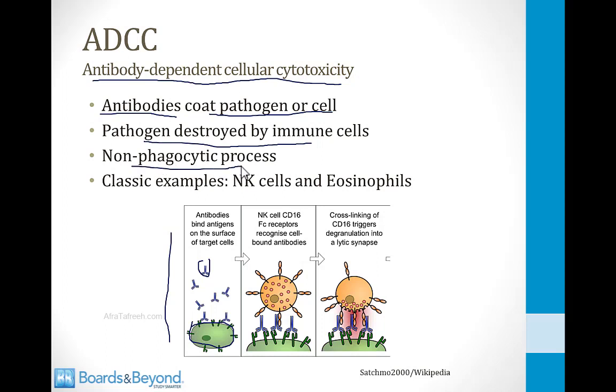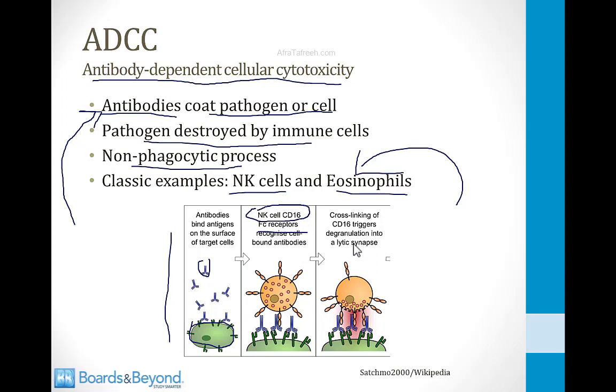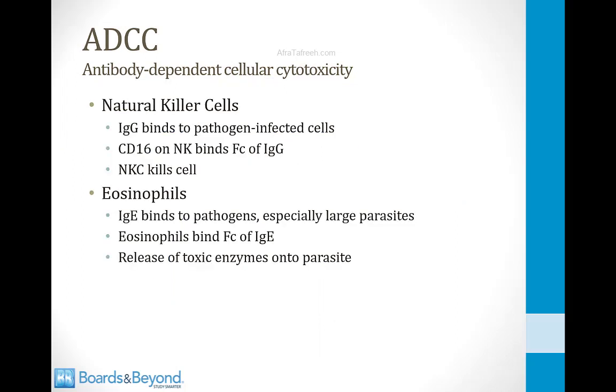The classic example of the cells which kill the pathogen are natural killer cells or eosinophils. So importantly, these are elements of the innate immune system working together with antibodies, which are elements of the adaptive immune system. In this picture here, the CD16 molecules of the NK cells bind to the Fc portion of the IgG antibodies, and then the natural killer cell degranulates, and this causes death of the cell. The two classic examples of antibody-dependent cellular cytotoxicity are natural killer cells and eosinophils.